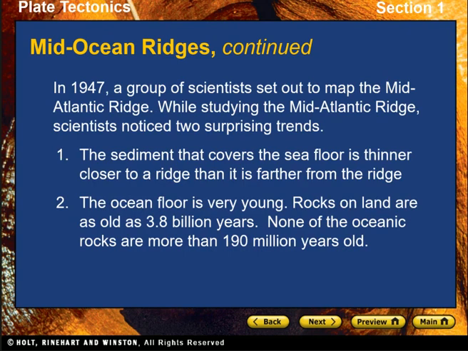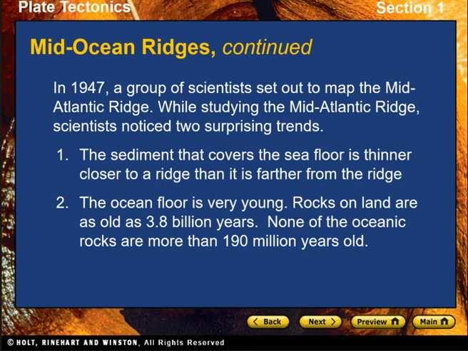Scientists then examined the remains of tiny ocean organisms found in the sediment to date the sediment. The distribution of these organisms showed that the closer the sediment is to the ridge, the younger the sediment is. This evidence indicates that rock closer to the ridge is younger than rock farther from the ridge.